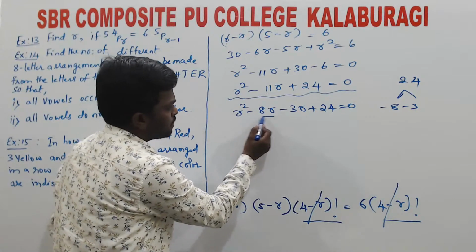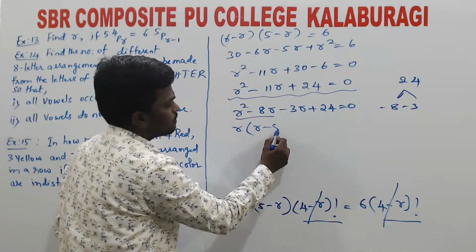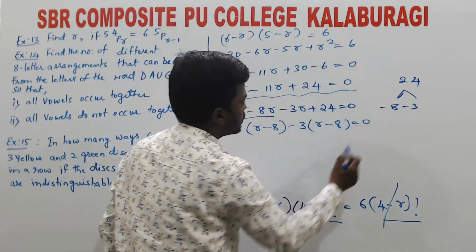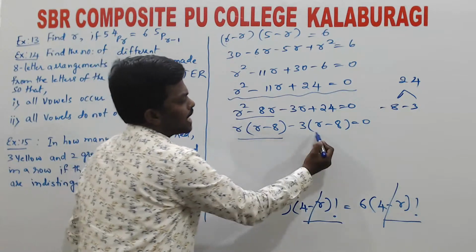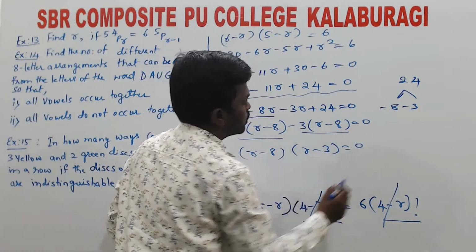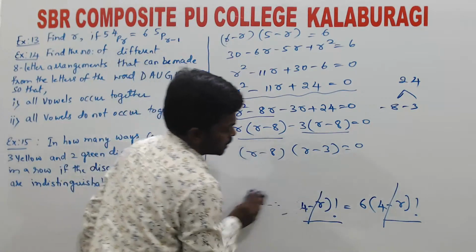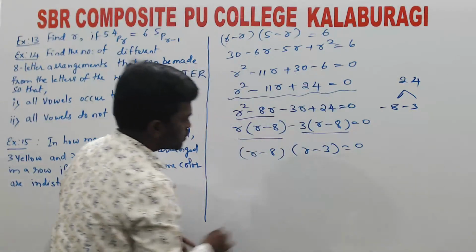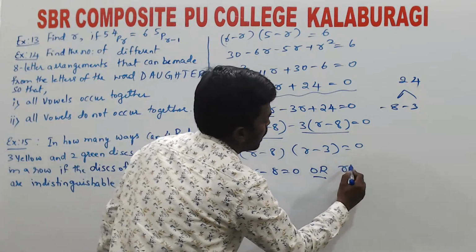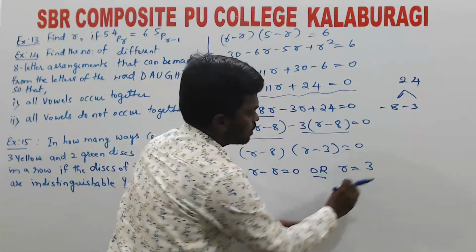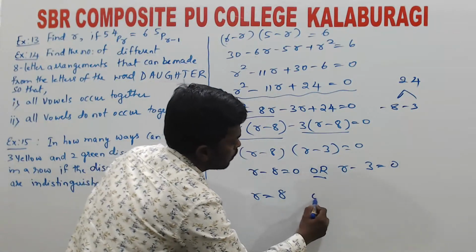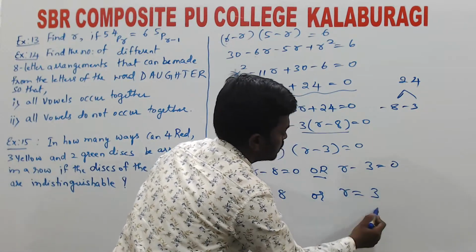Okay, students. So now among these two, can I take r common? So r minus 8. In these two, minus 3 common, r minus 8 equal to 0. Right? Now you can see r minus 8 is common: r minus 8, r minus 3 equal to 0. Okay, students, so now what is your r value? So r minus 8 equal to 0, or r minus 3 equal to 0 means it's 3 only. So hence r is equal to 8 or r is equal to 3.